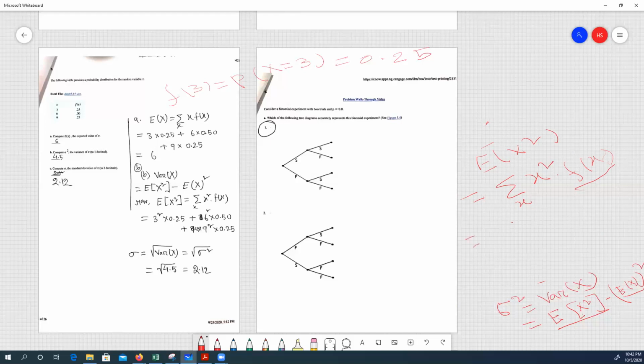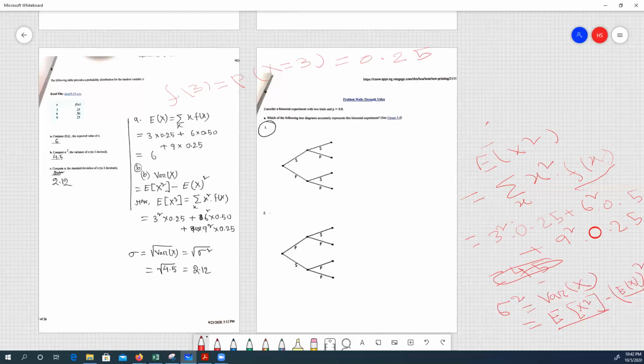So basically, the first number is 3. So 3 squared times the probability 0.25, plus the next number is 6, so 6 squared times 0.5, plus the last number is 9, so 9 squared times 0.25. Okay, so now you have to add them together. This is the expected value of x squared.